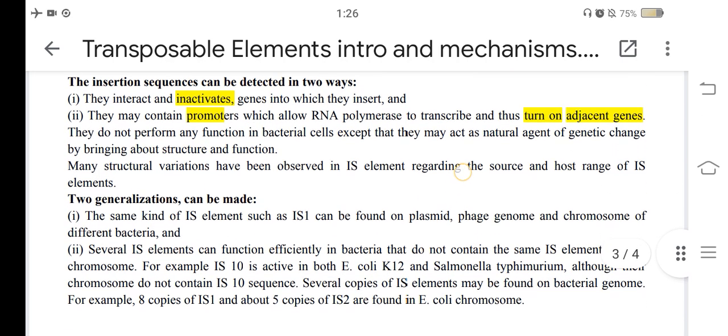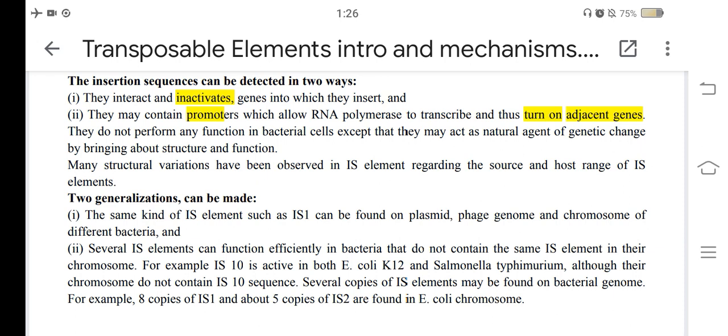The insertion sequence can be detected in 2 ways. They interact with and inactivate genes into which they insert, and they may contain promoters which allow RNA polymerase to transcribe and thus turn on adjacent genes. They do not perform any function in bacterial cells except that they may act as a natural agent of genetic change by bringing about changes in structure and function.